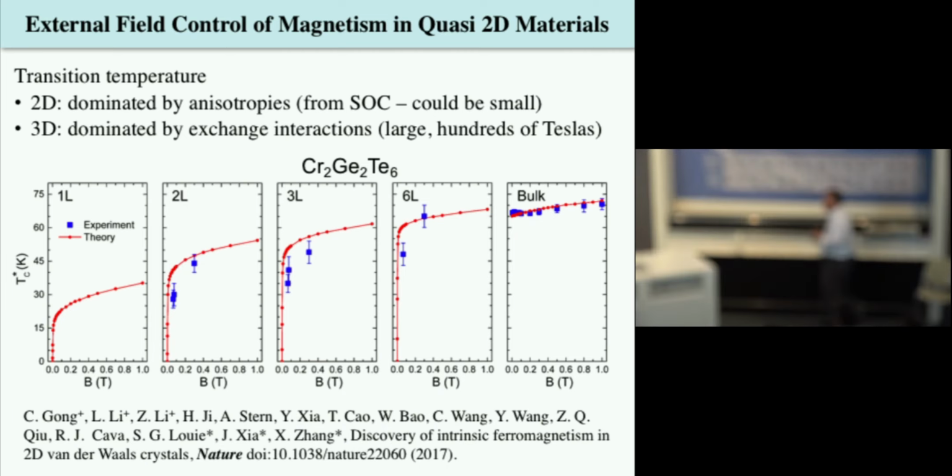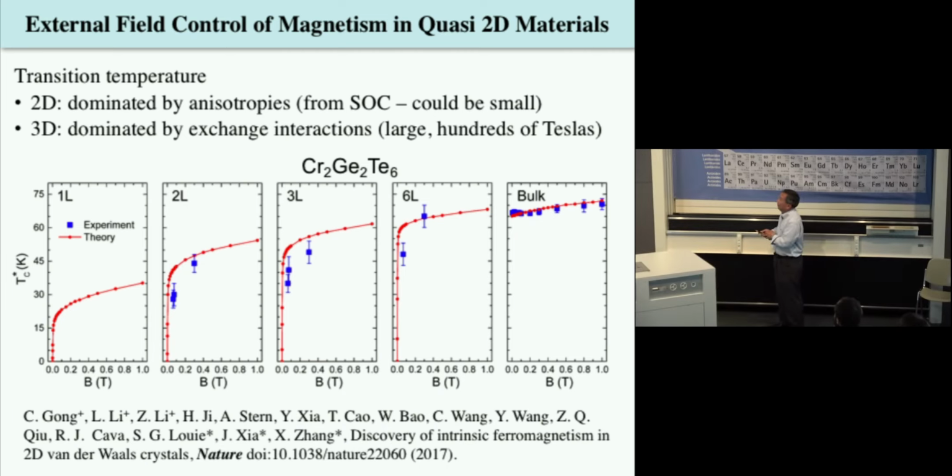So what we find is that if you look at this system at different thicknesses, by applying a very small magnetic field to the system, you could enhance the anisotropy and dramatically change the transition temperature. So that gives you another degree to tune the magnetism of the system.